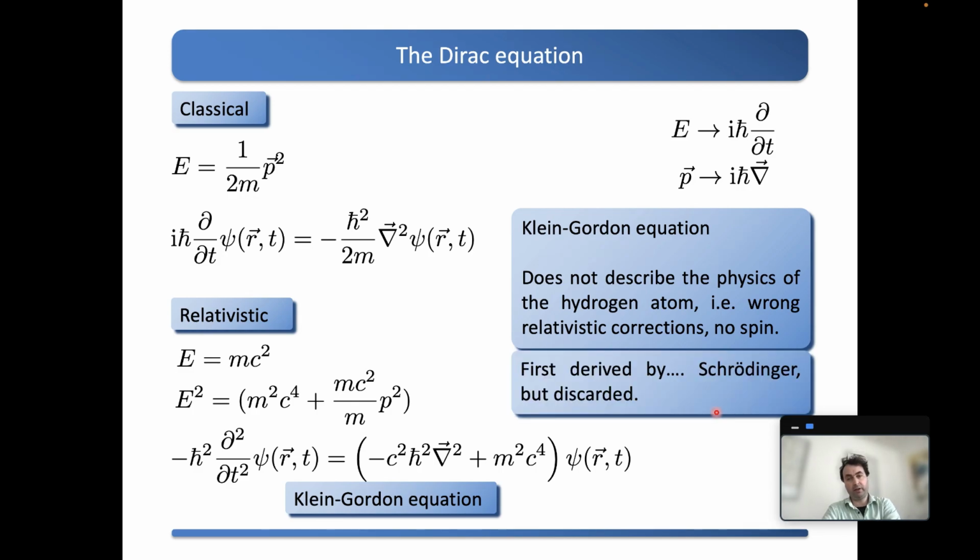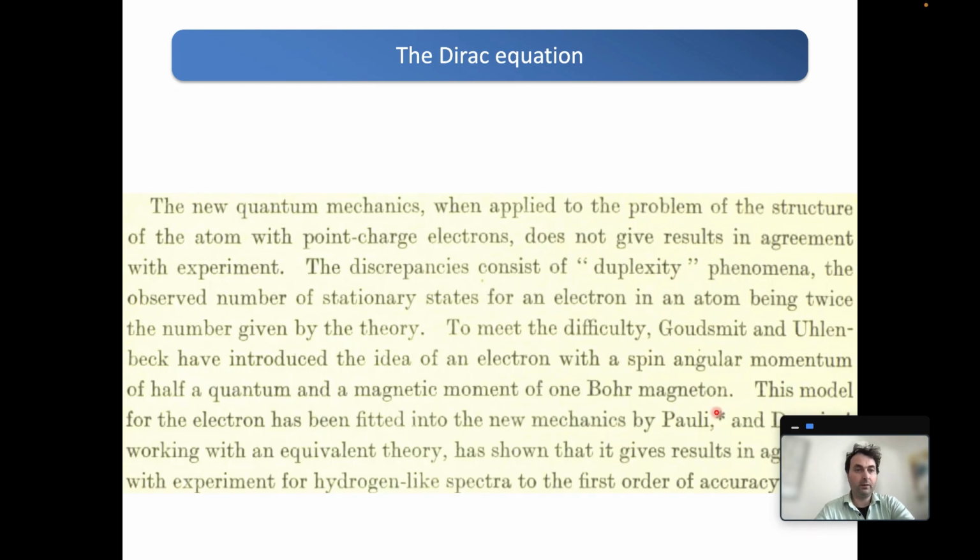And actually the Klein-Gordon equation can be found in the notes of Schrödinger, where he basically started with the relativistic case. Then he noticed that this does not give the correct relativistic corrections for the hydrogen atom, and therefore discarded this equation and then published the non-relativistic limit of quantum mechanics. He actually worked very hard to find a relativistic equation, but didn't manage.